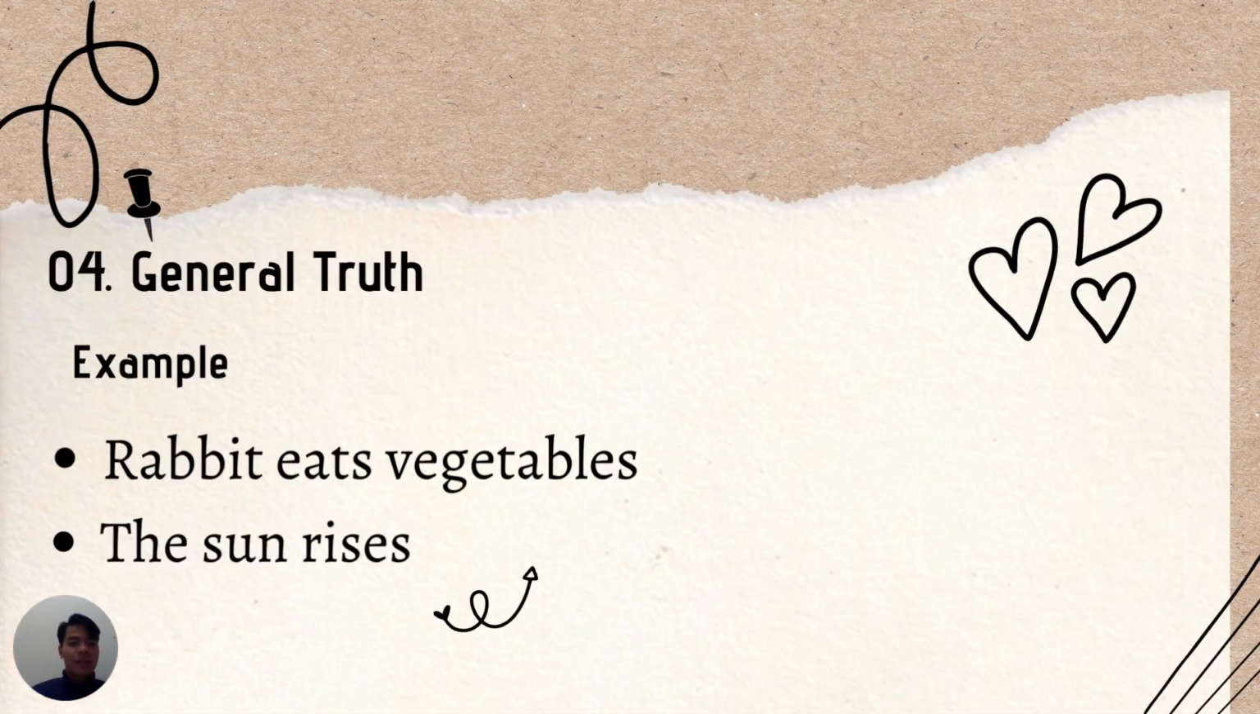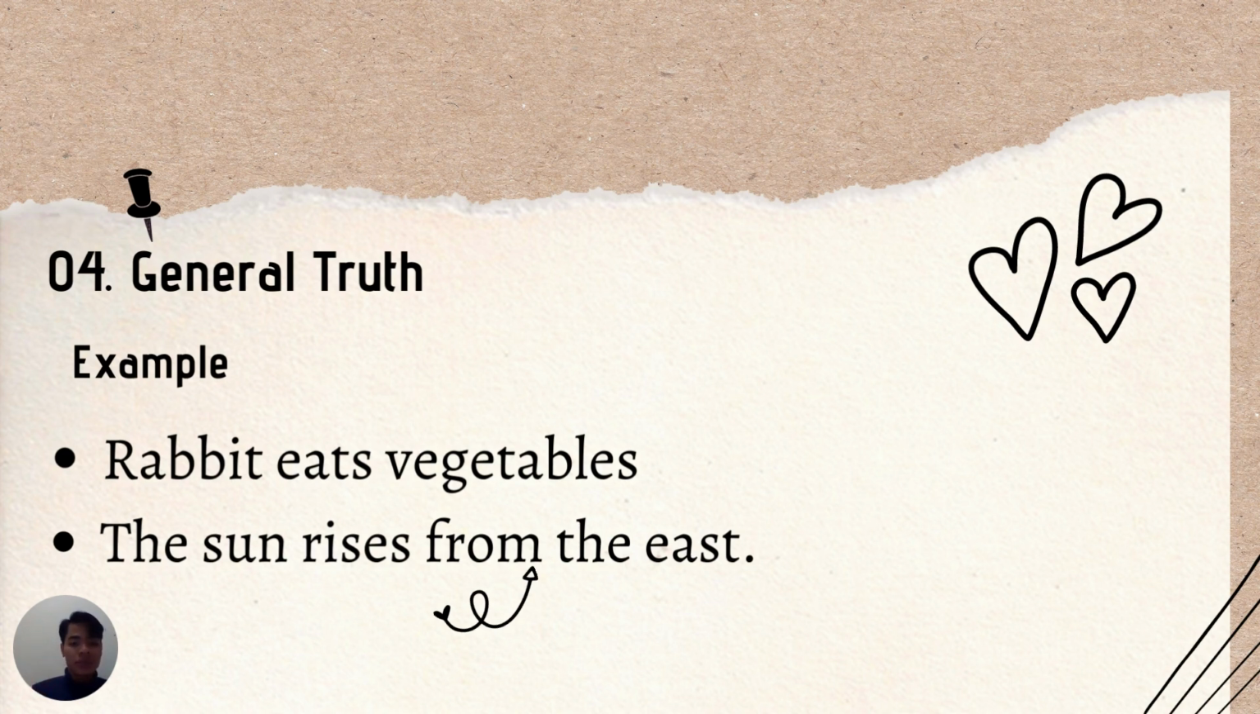Number four is general truth. Another word you can say is reality. Okay, rabbits eat vegetables. The sun rises from the east. You can find other examples of general truth. The point is general truth.